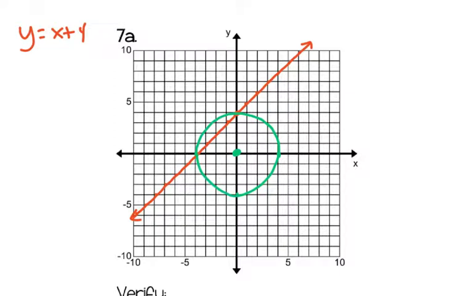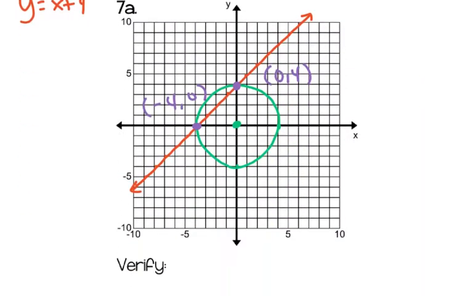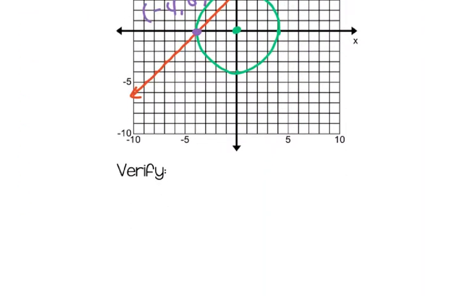so I see I have two solutions, right there and right there. And looking at those numbers, this one is 0, 4, and this one is negative 4, 0. So what I did algebraically matches what I did graphically. So I'm pretty confident that when I verify this, it's all going to work out really nicely.